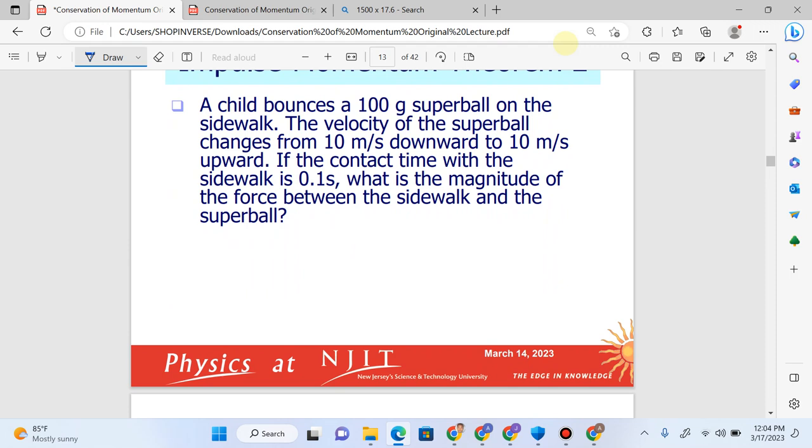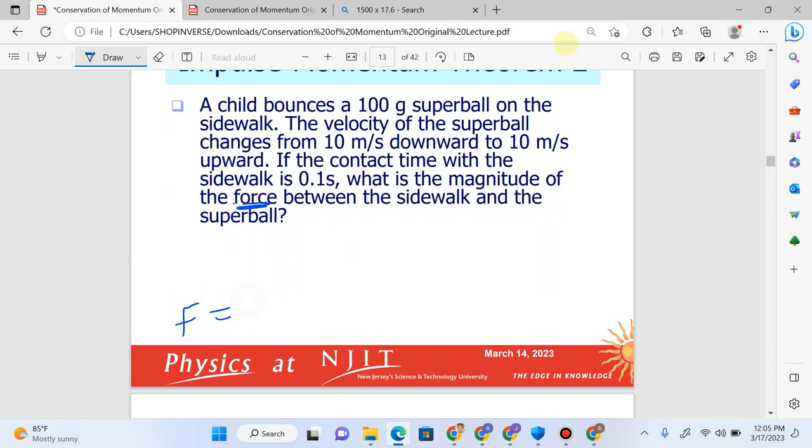A child bounces a 10-gram super ball on the sidewalk. The velocity of the super ball changes from 10 meters per second downward to 10 meters per second upward. If the contact time with the sidewalk is 0.15 seconds, what is the magnitude of the force between the sidewalk and the super ball? What's the formula you use for calculating force? Because the question requires the magnitude of the force.